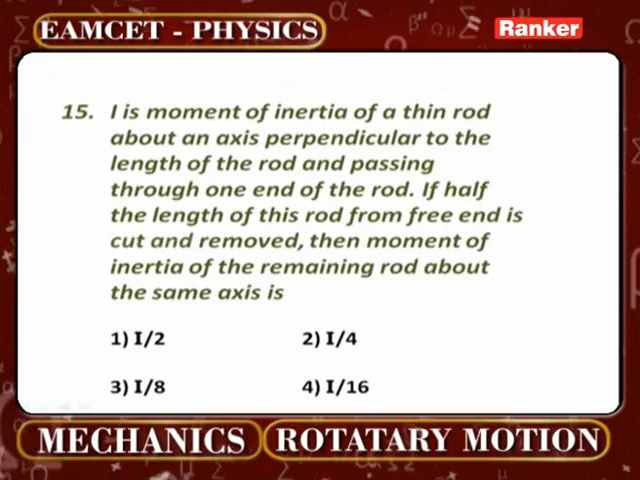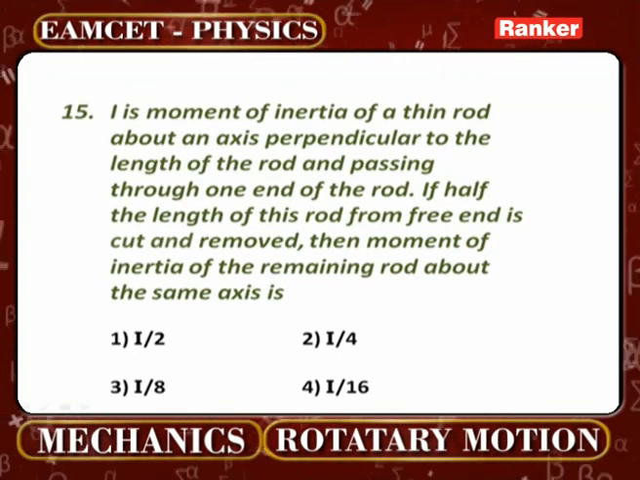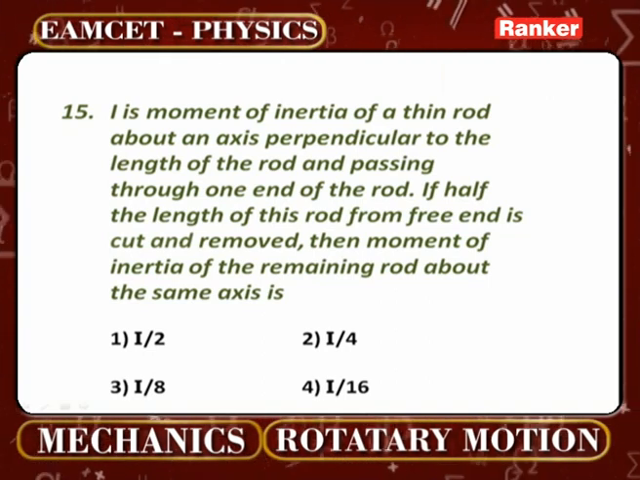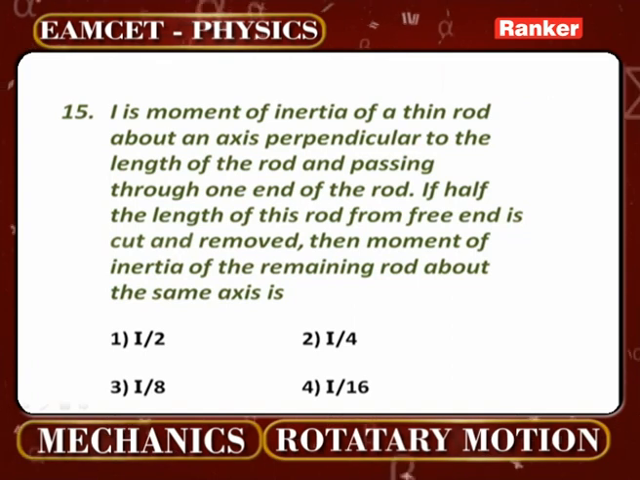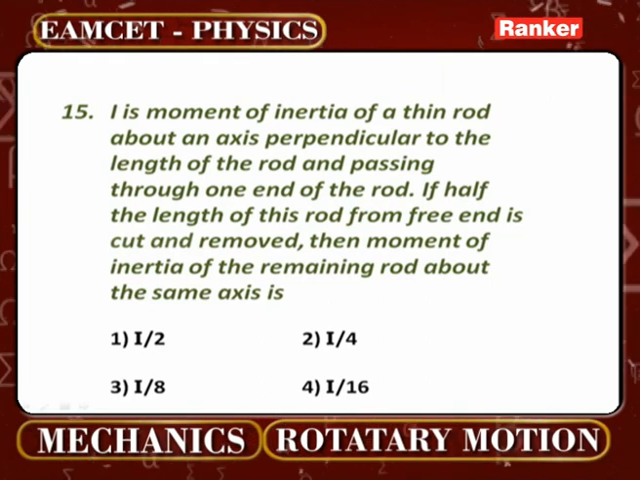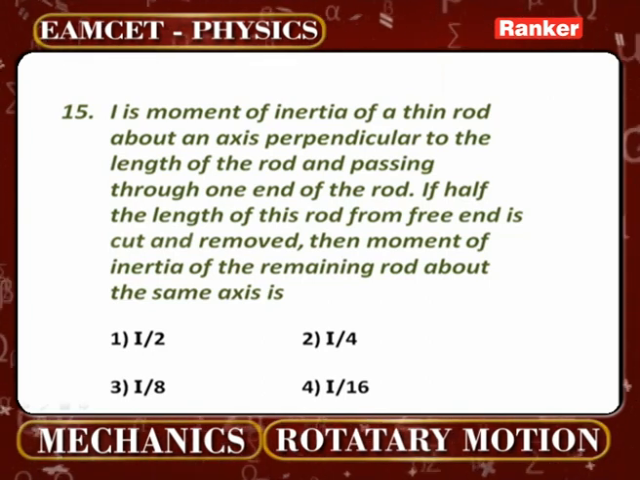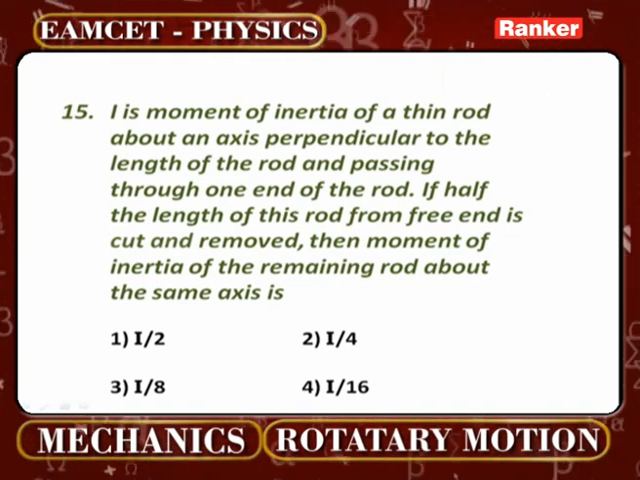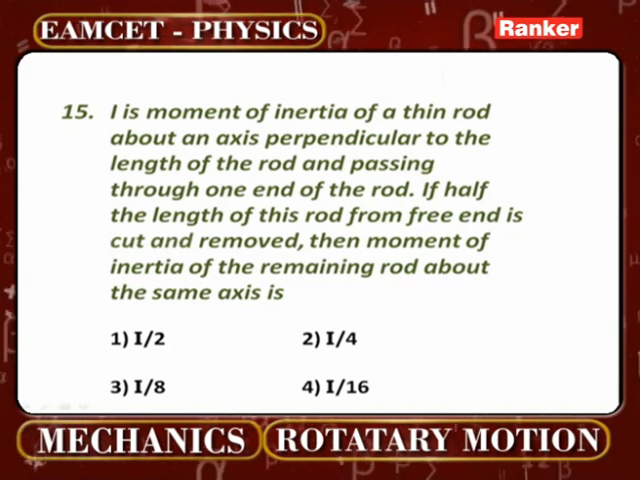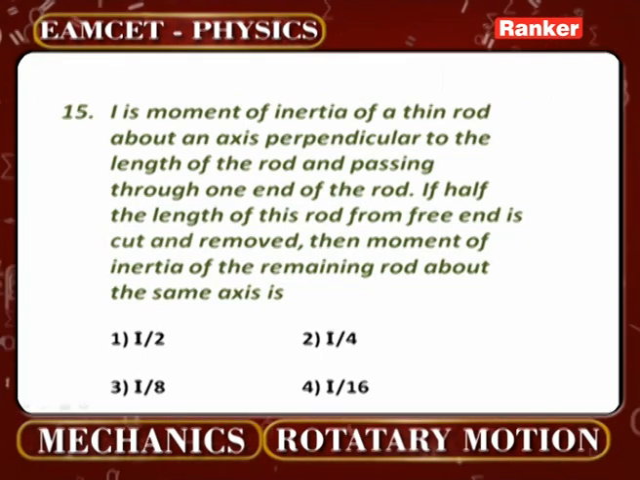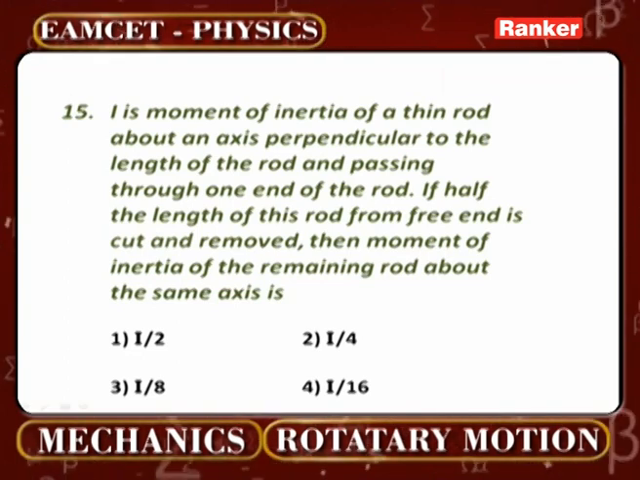If half of the length of this rod from the free end is cut and removed, then what will be the moment of inertia of the remaining rod about the same axis? Now if you look at the rod concept, this is the rod, and this is the axis which is at one end. If I consider its length as L and its mass as m, what will be the moment of inertia first of all? It is mL square by 3. That is the formula for moment of inertia along an axis perpendicular to the length of the rod passing through one end of the rod.